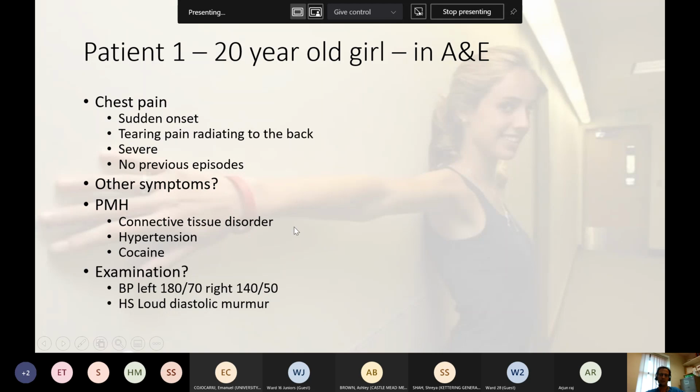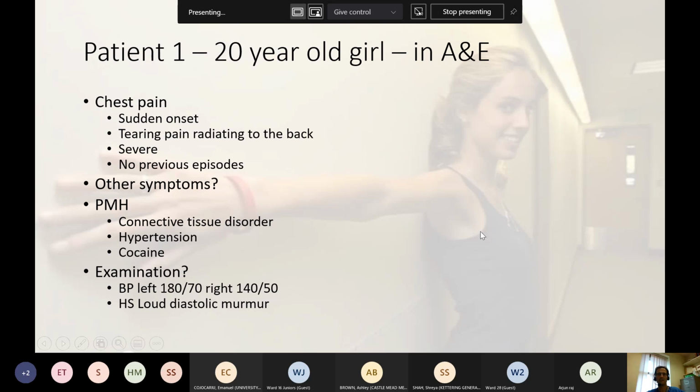Yes. So I'll come on more to that in just a second. Is there anything else you look for in examination that we haven't mentioned so far to help with the diagnosis of a connective tissue disorder or person at risk of aortic dissection? So you might look at their chest, and what would you be looking for if you looked at this patient's chest?